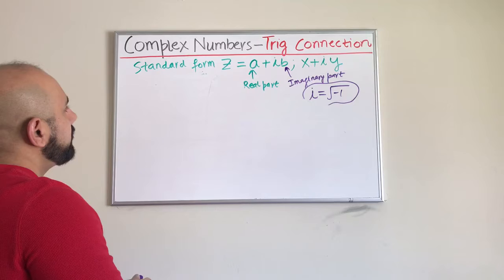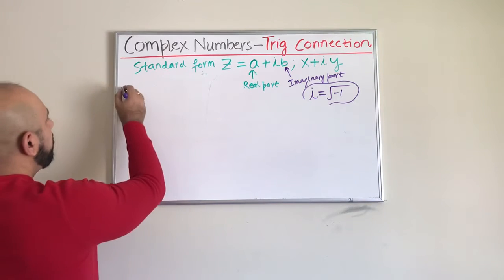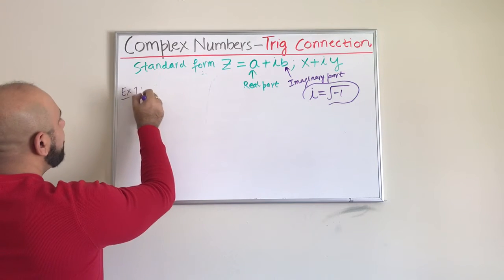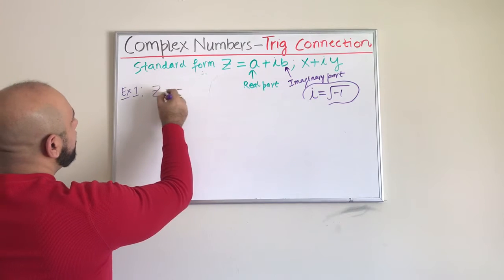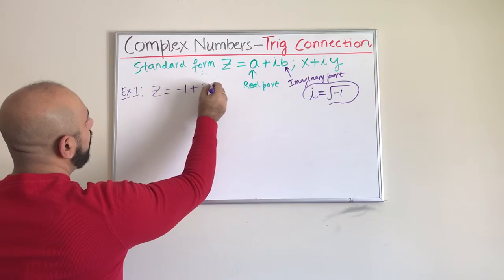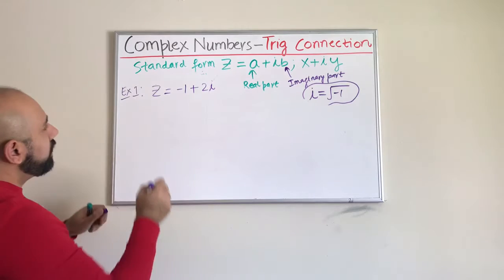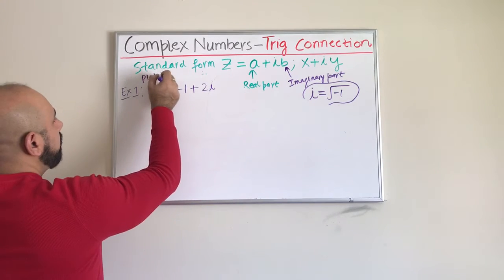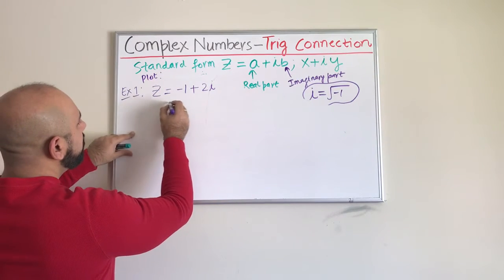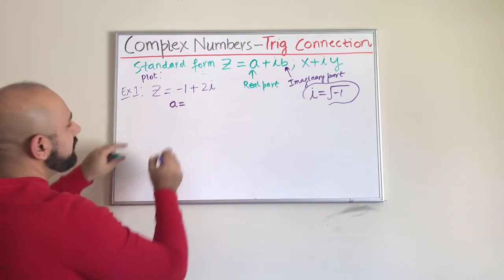Let me take a simple example. Example 1. Let's say we have a complex number -1 plus 2i. So if we want to plot this, the first thing we are going to do is identify my a, which is the real part.